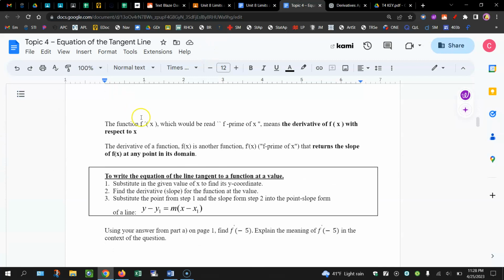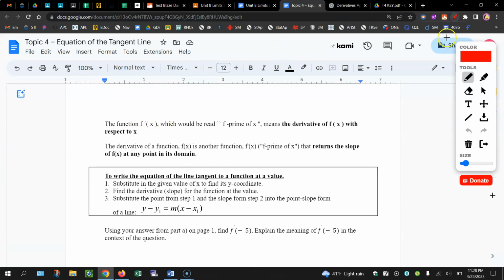So I mentioned this notation a little bit. That notation just represents f prime of x. That's how you're going to read that, f prime of x. And it means the derivative of f of x. So what the heck is the derivative? The derivative is this. It returns the slope of f of x at any point in the domain.